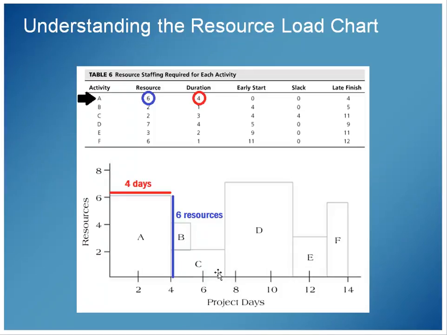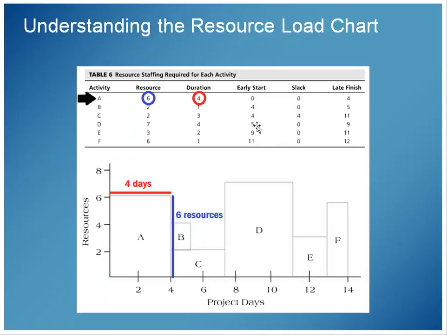C has a width of 3, 4 to 5, 5 to 6, 6 to 7, and it has a height of 2. And again, I'm seeing that same information. C has a width of 3, duration of 3, and a resource height of 2. And I can draw my chart out this way. Also, the position of the blocks are based on our early start dates. So 0, 4, 4, 5.